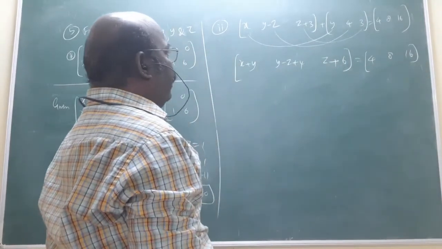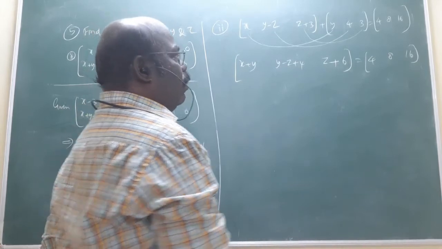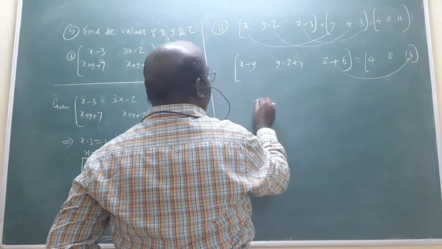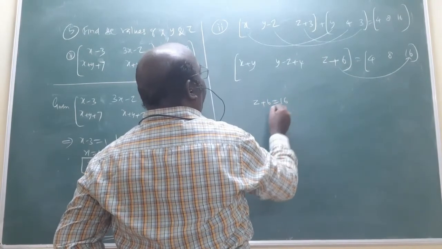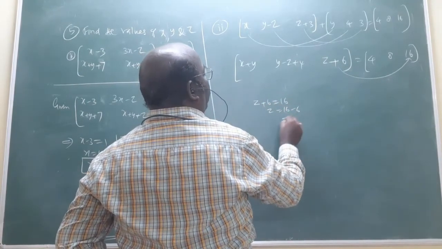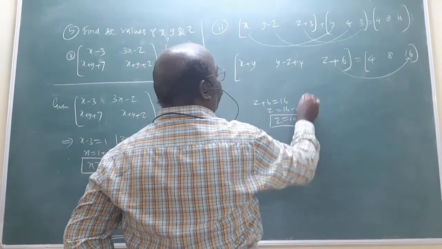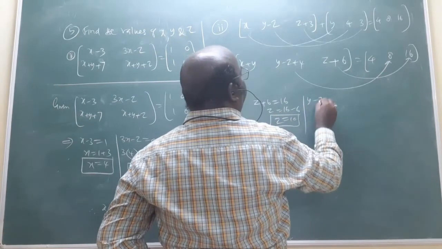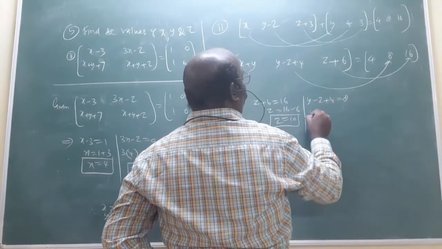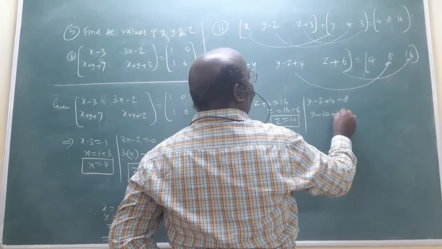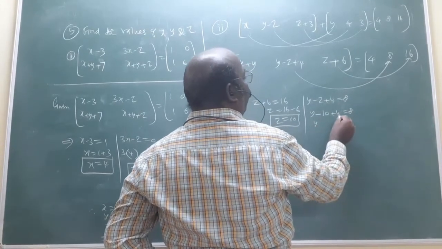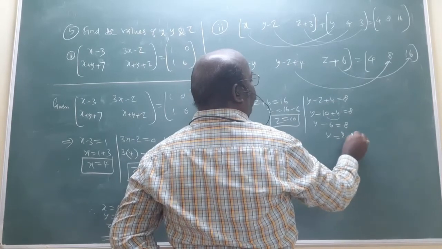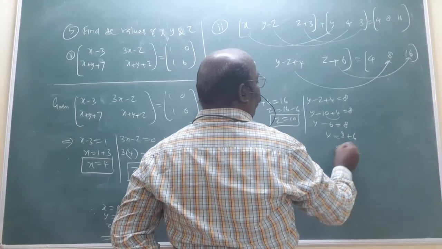Now same thing, corresponding answers should be equal, no? First I am equating this with this, then only we get the answer immediately. z plus 6 equal to 16. 16 minus 6, that is 10. This is the first answer. Next, equating the next. y minus z plus 4 equal to 8. y minus 10 plus 4 equal to 8, y minus 6 equal to 8. y equal to 8 plus 6, that is 14. This is y.